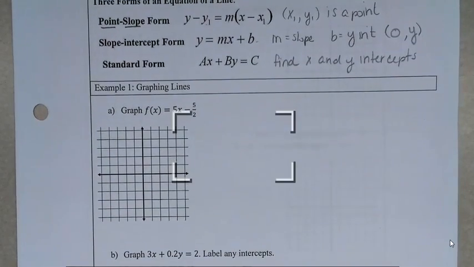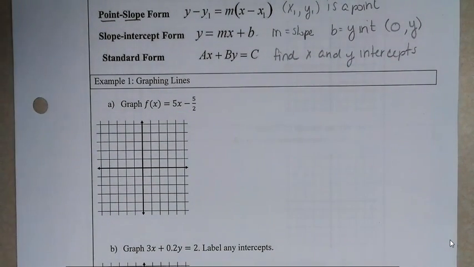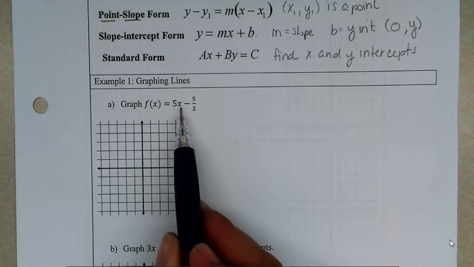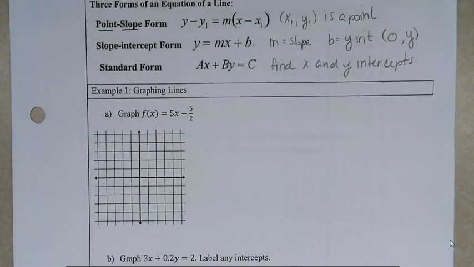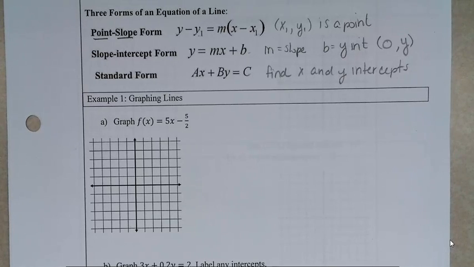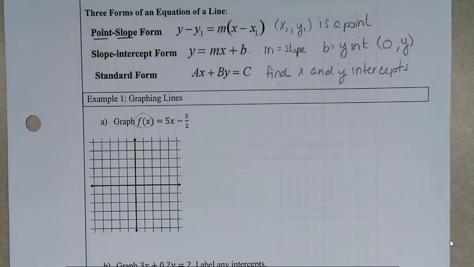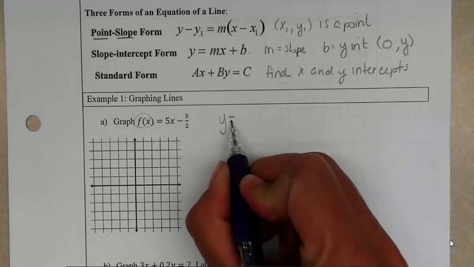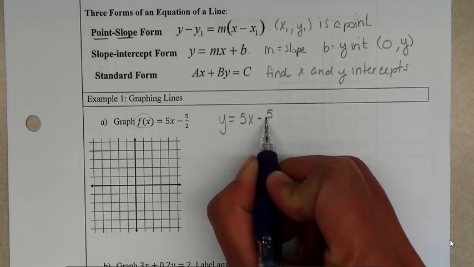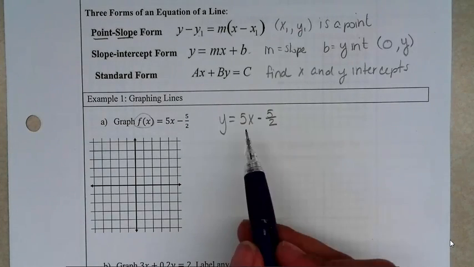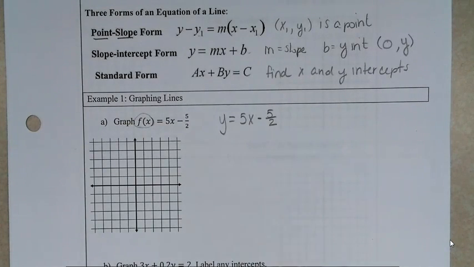So starting with example 1, graphing lines. We need to graph the function f of x equals 5x minus 5 halves. So let's think about which form this is in. Another way of thinking of f of x is your output, which is your y value, right? So I could also think of this as y equals 5x minus 5 halves. Well, which form is this in? To me, this looks like it's in slope-intercept form, and right away, I can identify my slope and my y-intercept.